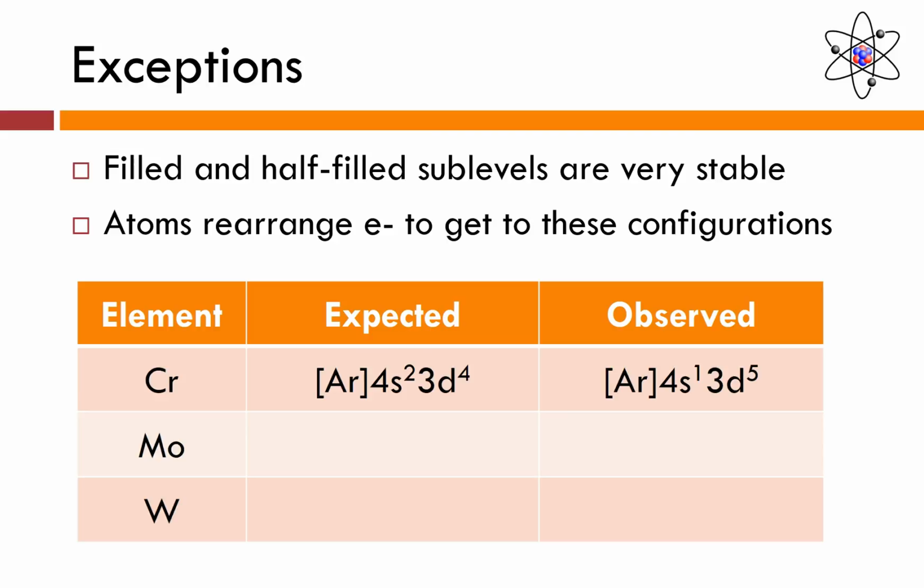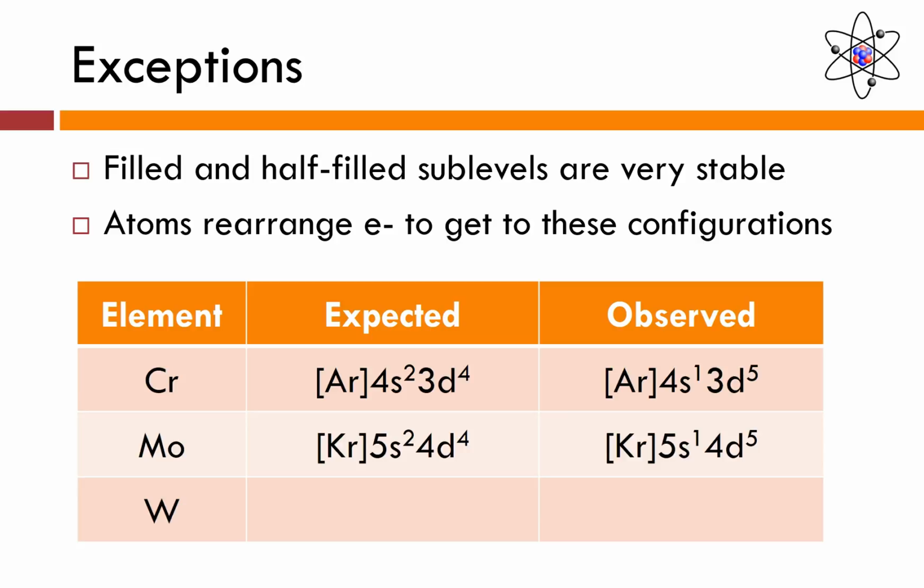So we'll bump down to molybdenum, which is exactly one row below chromium. We're going to get a very similar expected electron configuration: Kr 5s2 4d4. And just like we saw the promotion of an electron from the s sublevel into the d sublevel with chromium, we're going to see the same exact thing happening with molybdenum.